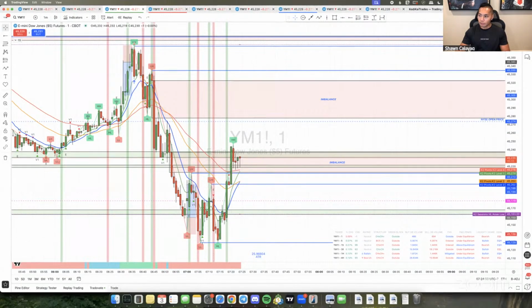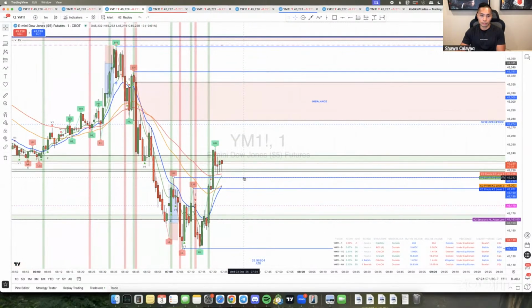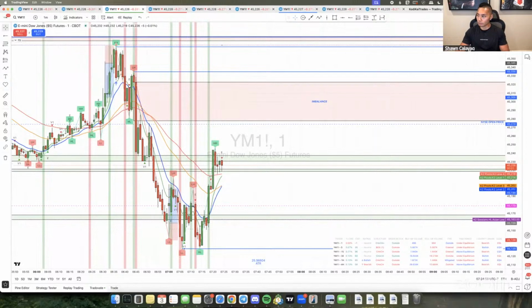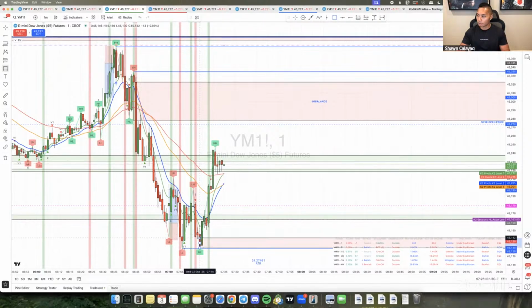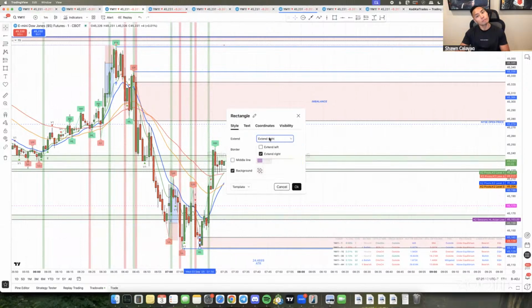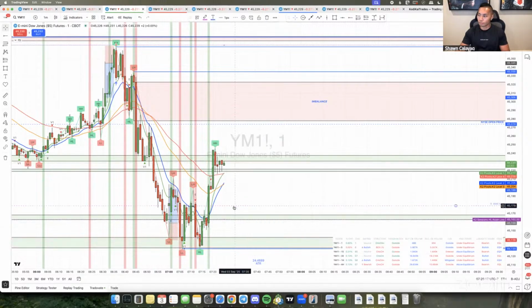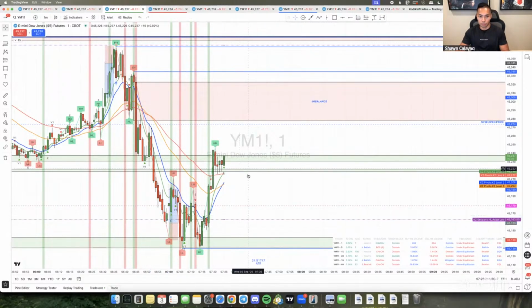All right, so this imbalance here was invalidated. We now have imbalances to the upside. Let me clean this up a little bit. Again, I'm still not looking for entries here with regard to these directional moves, at least not yet. So we got a new support level right here. Clean this up.